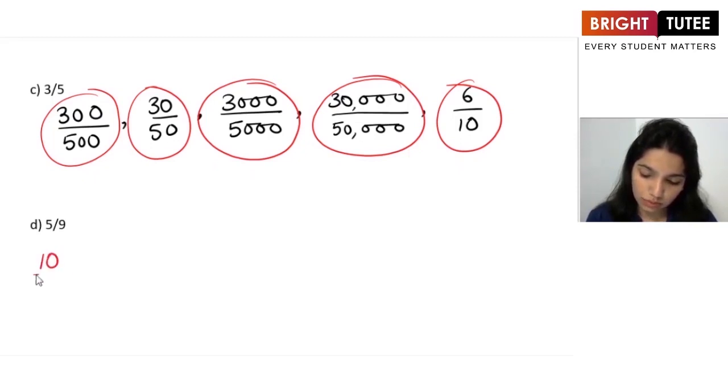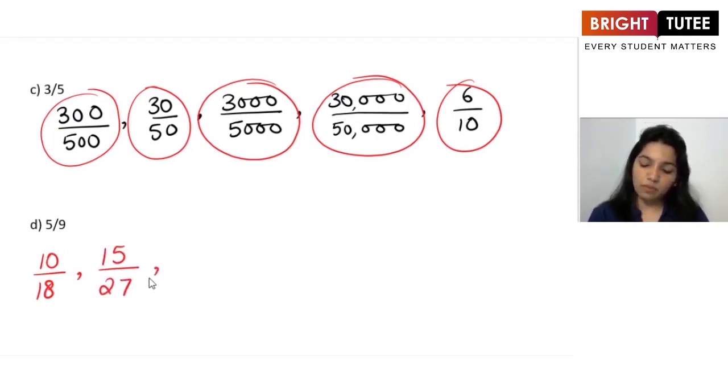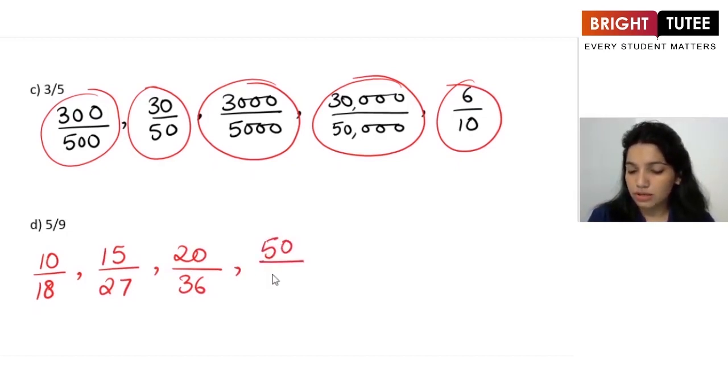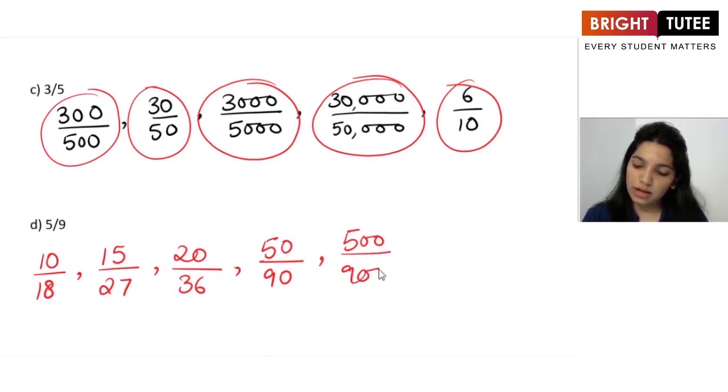So it is 10 over 18. Let's multiply it by 3. So it is 15 over 27. Now multiplying this by 4, so it will be 20 over 36. Multiplying it by 10, so it's 50 over 90. Multiplying it by 100, it is 500 over 900. So these are all equal fractions to 5 over 9. Okay, I hope you have understood this well.